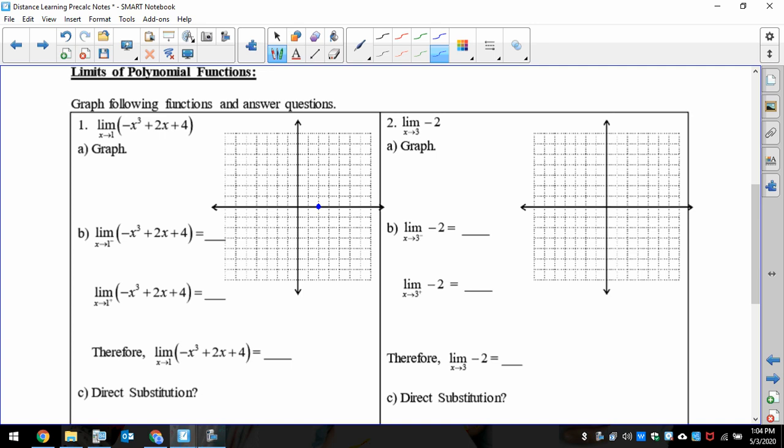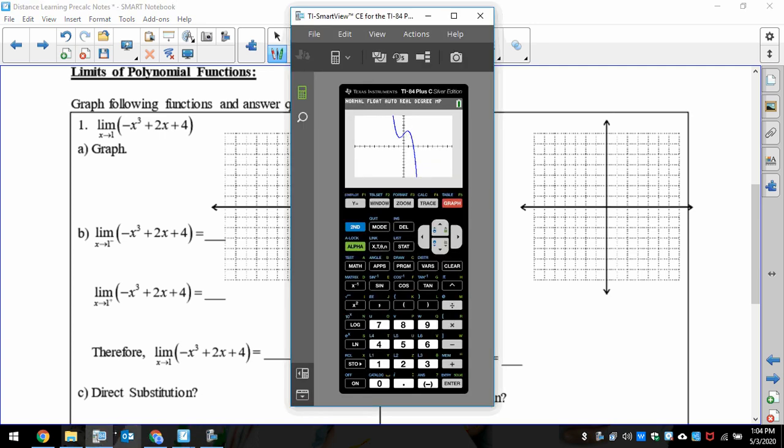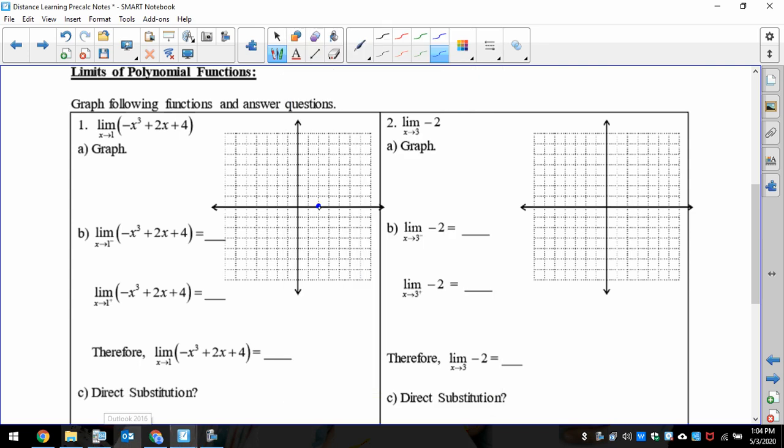I've already graphed it on my calculator ahead of time. It looks like this, and I'll go ahead and plot it. There's a point at (2, 0). If I plug in 0, there's a point up at 4. And if I plug in -1, there's a point at 3. So it looks something like this. Since it's a negative cubic, it goes up on the left and then down on the right.